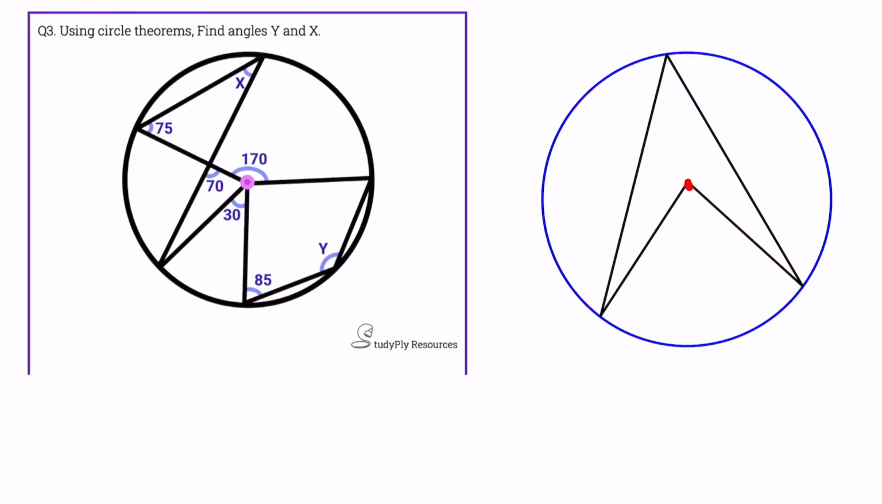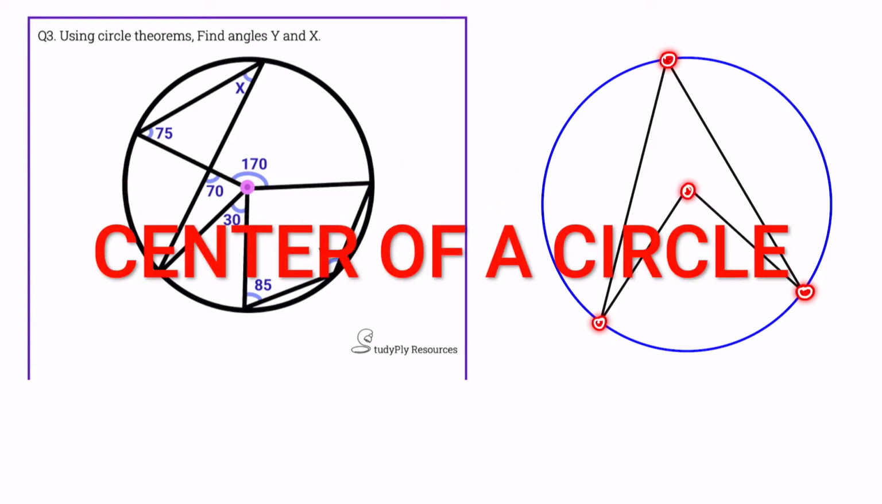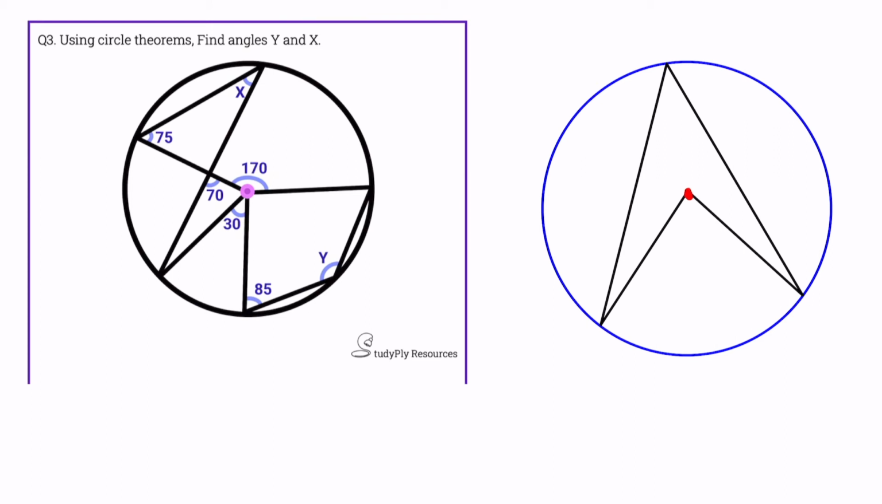Now the red point is the center of the circle. Now let's look closely at this rule. So I like to call this shape an arrowhead, just because it looks like it. So if we pick it apart, we have 1, 2, 3 points touching the circumference, and 1 point touching the center. So let's remember, 3 points at the circumference, 1 point at the center.